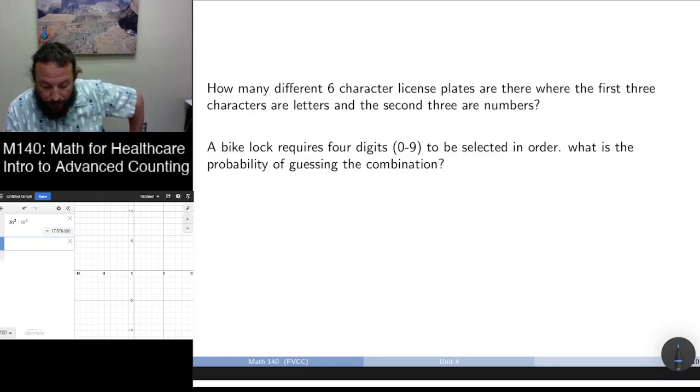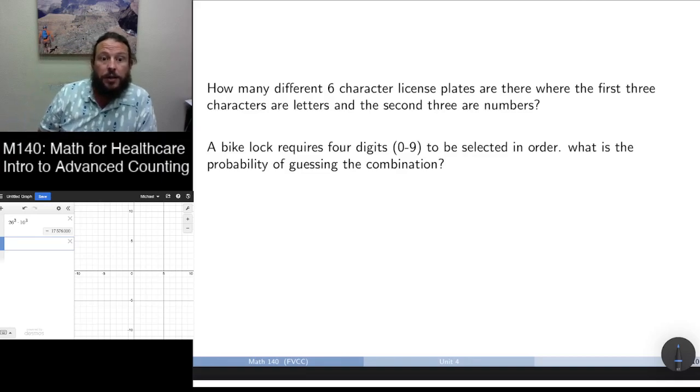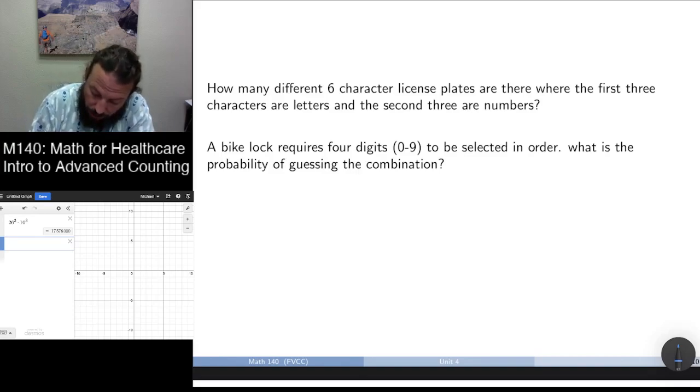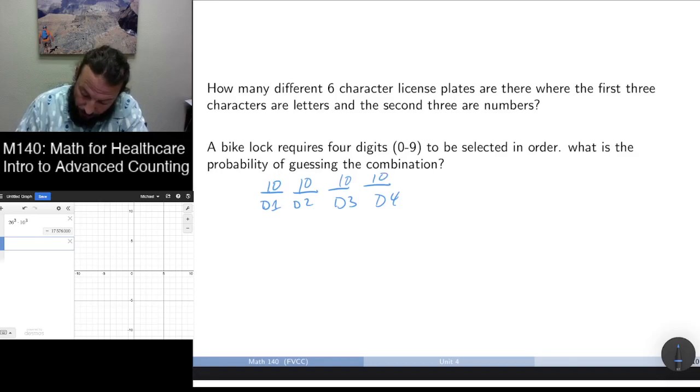Let's try another example here. Now we got a bike lock that requires 4 digits. Here we distinctly say 0 to 9 to be selected in order. What's the probability of guessing a combination? All right, well, what do we got? We got 4 digits. So that's 4 of those. Each one of those is a digit. I'm going to call it digit 1, digit 2, digit 3, digit 4. And so here we get 10, 10, 10, and 10. Now, this is the number.